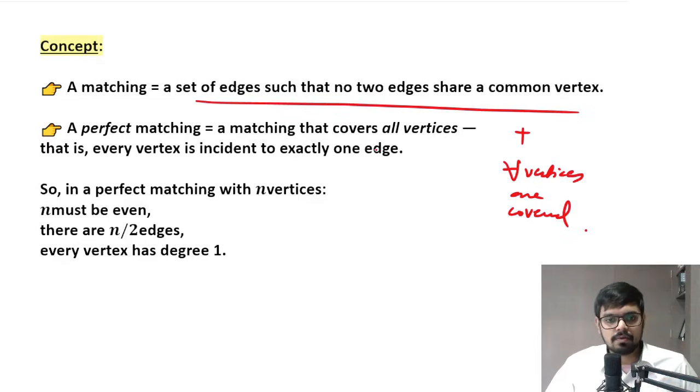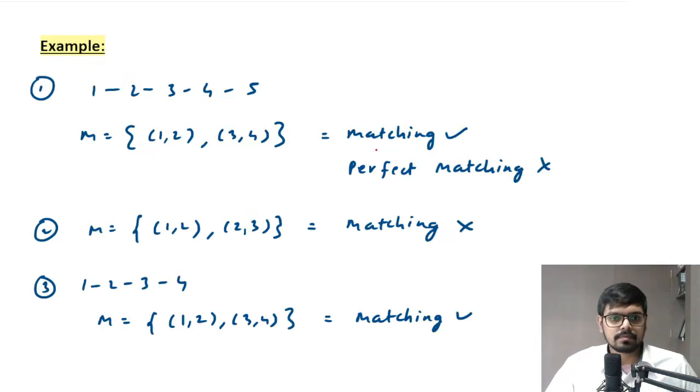Okay, now let us see some examples. 1 2 3 4 5, this is my graph. Can I say the set M, which is 1 2, 3 4? So 1 2 means an edge, 3 4 is again an edge. So it is a set of edges. Can I say this is matching? Yes, because both the edges are not sharing a common vertex, and therefore yes, it is matching. But can I say it is a perfect matching? No, since one of the vertices is missed, therefore it is not a perfect matching.